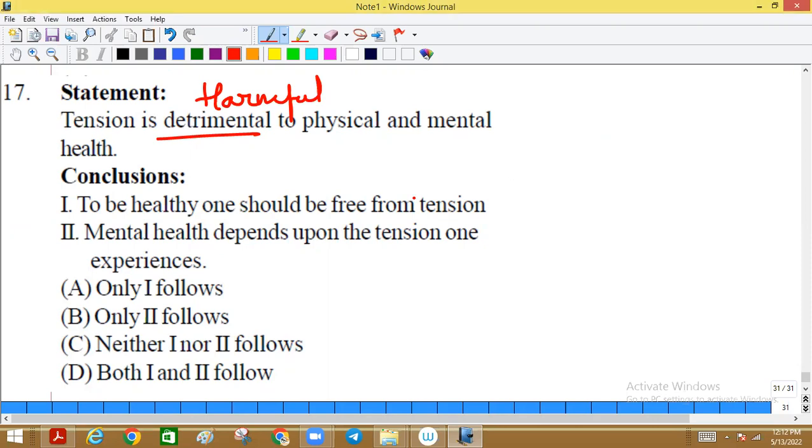Now see, to be healthy, one should be free from tension. Yes or no? Because he's saying that tension is harmful to both physical as well as mental health. Obviously, if you want to be healthy, one should be free from what? Tension. So correct. Mental health depends upon the tension one experiences. Same thing the statement is saying. Obviously, mental health depends upon the tension one experiences. So it's also correct. Your answer is both 1 and 2 follow. Okay. Next.